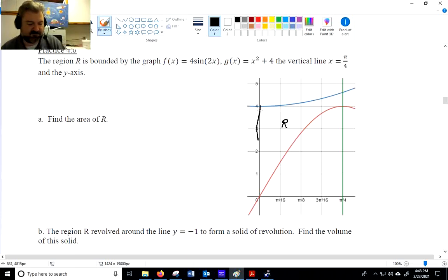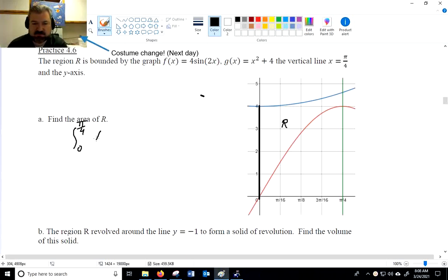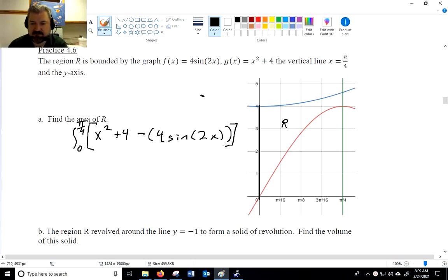And I don't have a pretty little color for it, but they did mention, so I'll highlight it, that we are bounded by the y-axis, so all these lines here. To find the area of R, I simply need to subtract the top curve minus the bottom curve from 0 to pi over 4. The top curve is, which one? X squared plus 4. That's the top curve. And then the bottom curve is 4 sine 2x. And we're doing that whole thing, dx.